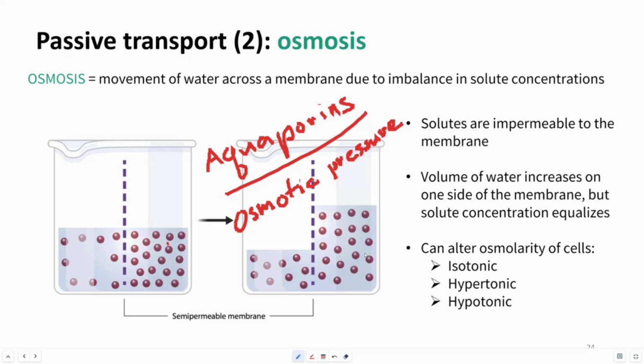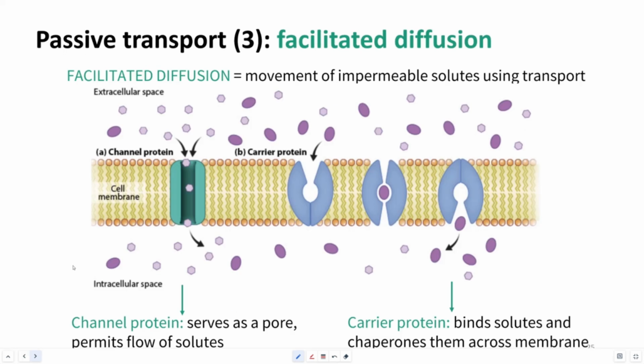So there's more stuff inside the cell. If too much water enters the cell, it could risk lysis and rupture. And in a hypertonic solution, there's more stuff in the interstitial fluid than in the cytosol, therefore causing water to exit the cell. Facilitated diffusion.